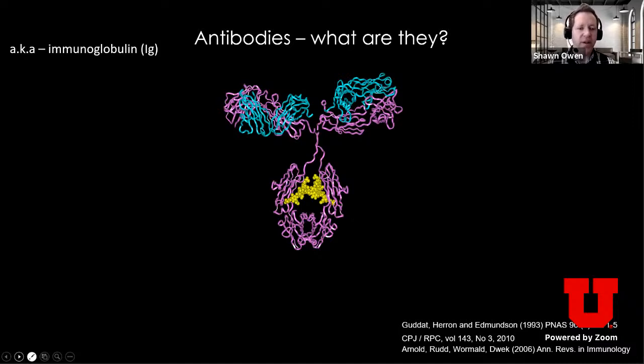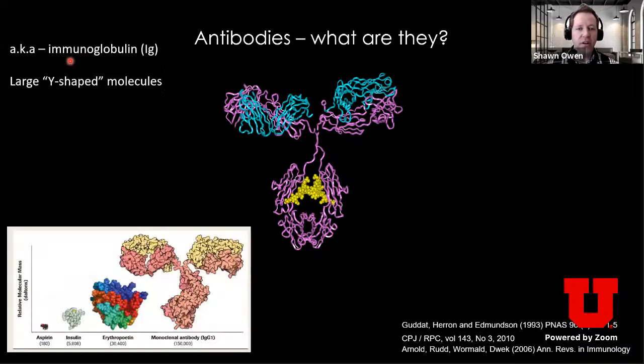A lot of times antibodies are called immunoglobulins. In fact, the Ig that is used in the abbreviation of most different types of antibodies comes from immunoglobulin. This is a globular protein that's used in the immune system. These are large and usually Y-shaped molecules, as you can see from this structure.